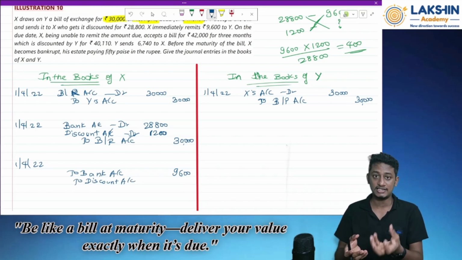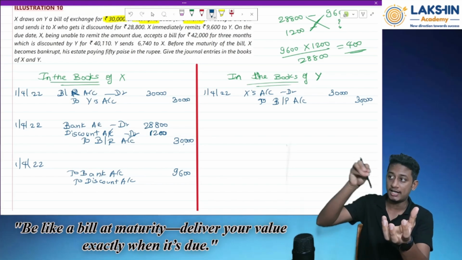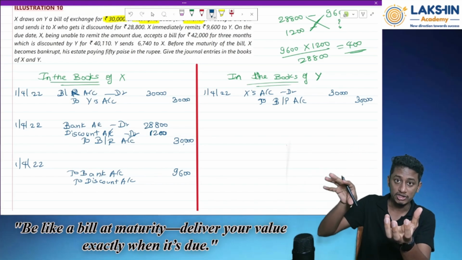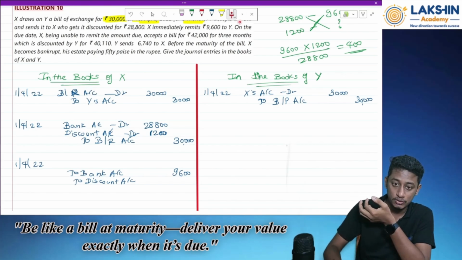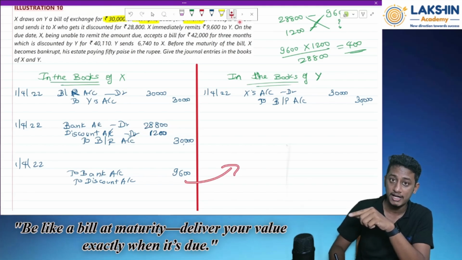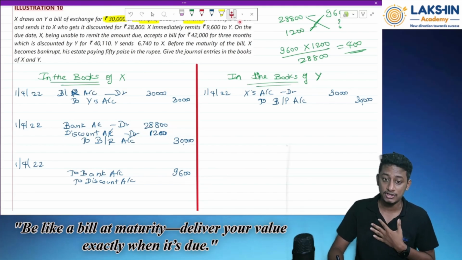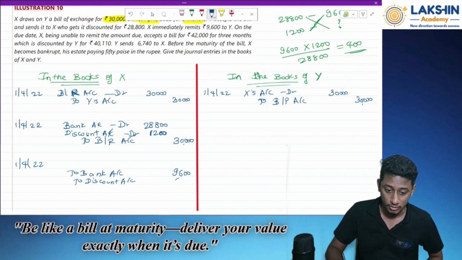Because I am transferring some discount amount out of 1,200. I am taking some part and transferring it to whom? Y. So because of this, my expense has been reduced. Before, my expense was 1,200. But because of this transaction, I am transferring some amount to Y. So my expense is reducing, and whenever my expense reduces, I will credit the account. So we have found out the amount also, rupees 400.